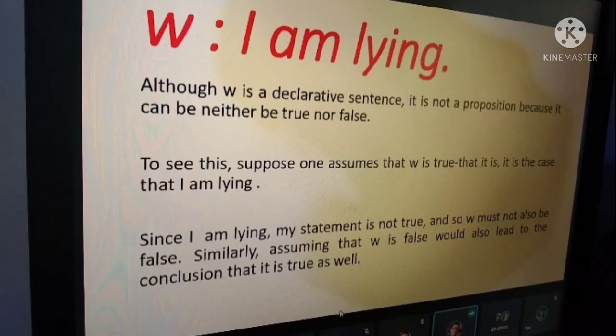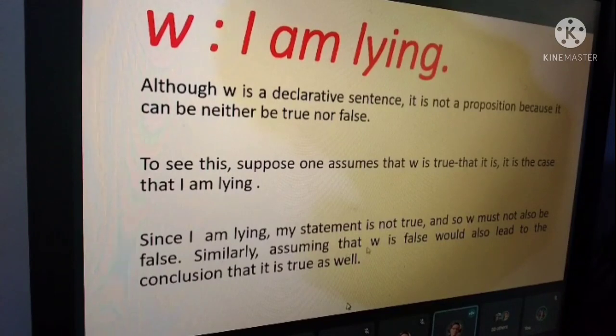And so, the statement W must not also be false. So, halimbawa, I am lying. Ibig sabihin, yung sinasabi niya ay hindi totoo. Pero, hindi mo rin masabi, ang sabi dito, W must not also be false. Hindi mo rin pwedeng sabihin na yung si W ay hindi totoo. Kasi nga, totoo na nagsisinungaling siya. Diba? Totoo na nagsisinungaling siya. So, halimbawa, ang truth value ng I am lying, sabi dito, nagsisinungaling ako at totoo nagsisinungaling siya. Totoo yun. Pero, pag sinabi niya nagsisinungaling siya at may sinabi siya, alam natin yung sinabi niya ay hindi totoo. Okay? So totoo, hindi totoo.